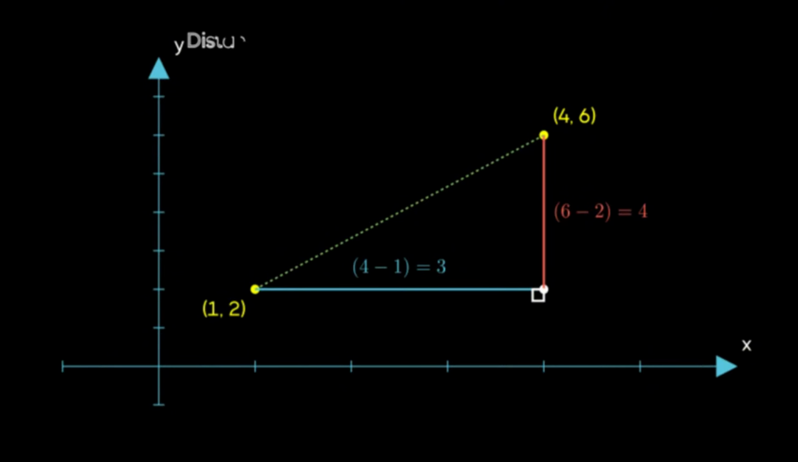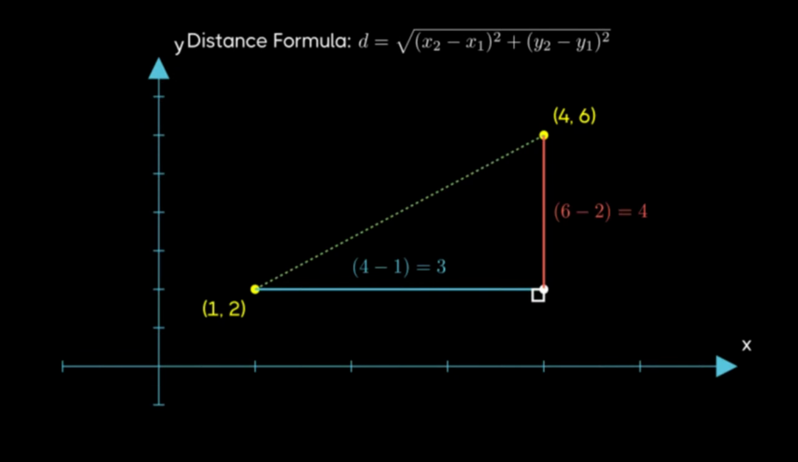The distance formula is simply the Pythagorean theorem applied to coordinate geometry. It states that the distance equals the square root of the sum of the squared differences in coordinates. This formula works for any 2 points in a coordinate plane.